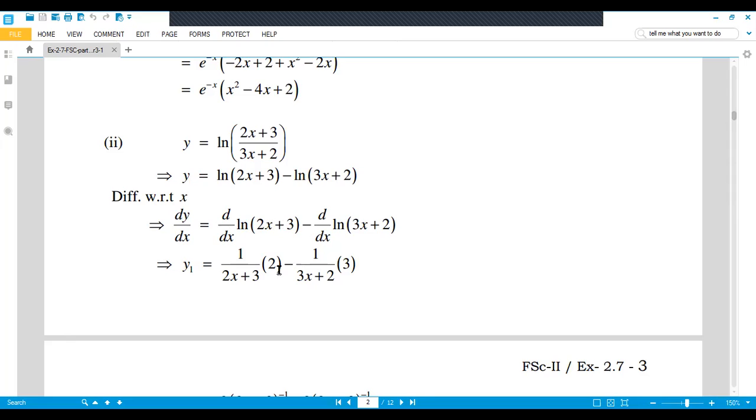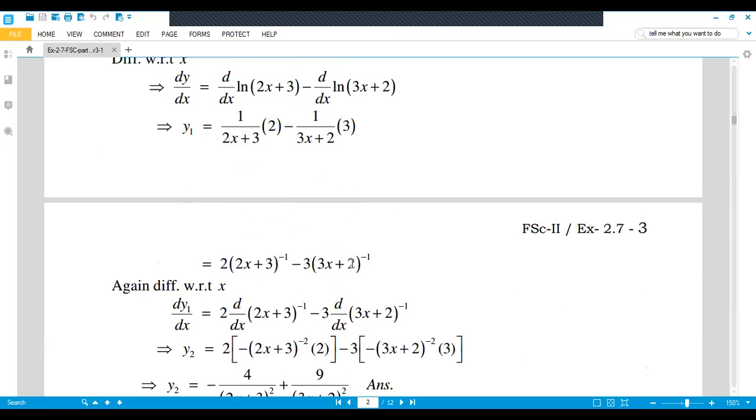So 2 comes. And then the derivative of natural log of 3x plus 2 is 1 over that value, and further the derivative of 3x plus 2. So 3 will come as it is, the constant derivative is 0, and the derivative of x is 1, so 3 ones are 3. So this you get: 2 into (2x plus 3) power minus 1, minus 3 into (3x plus 2) power minus 1. Now differentiate with respect to x again.